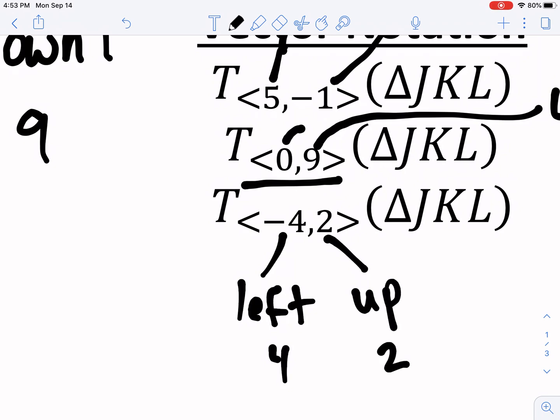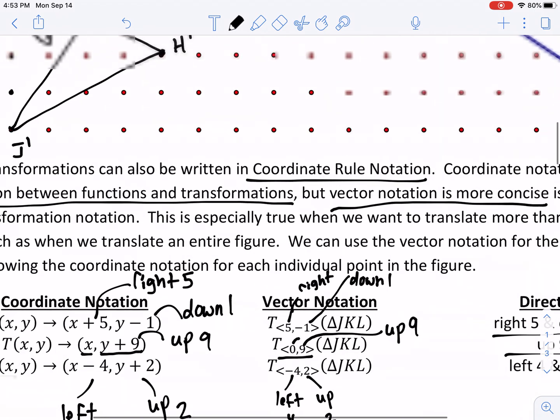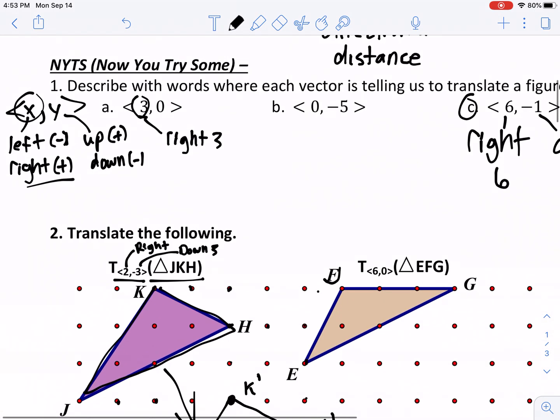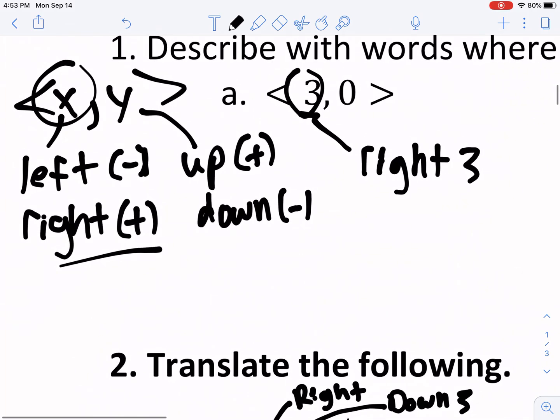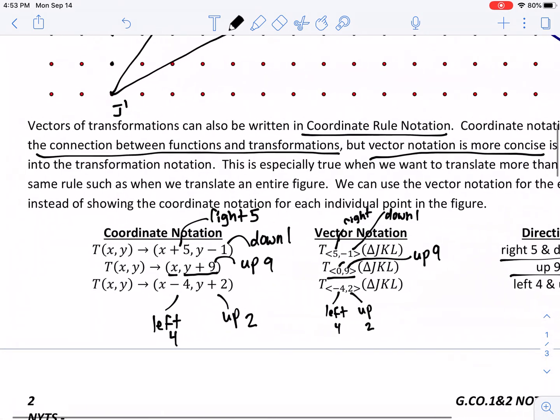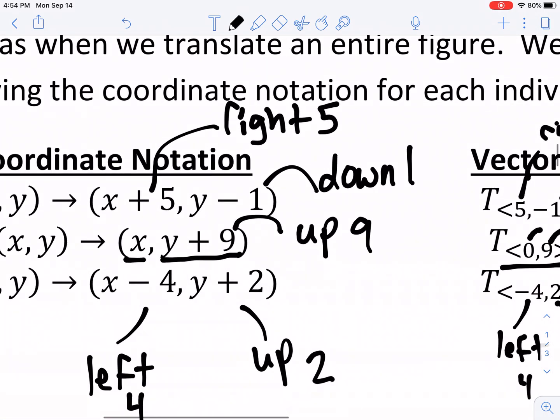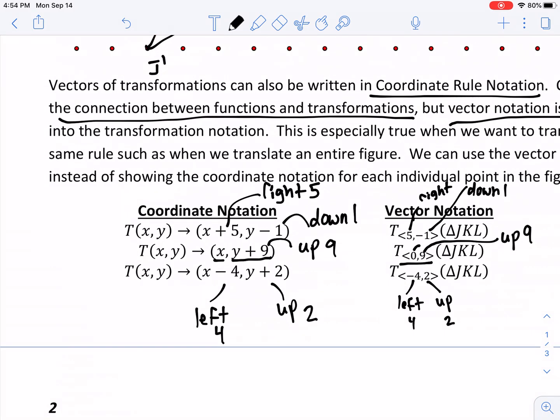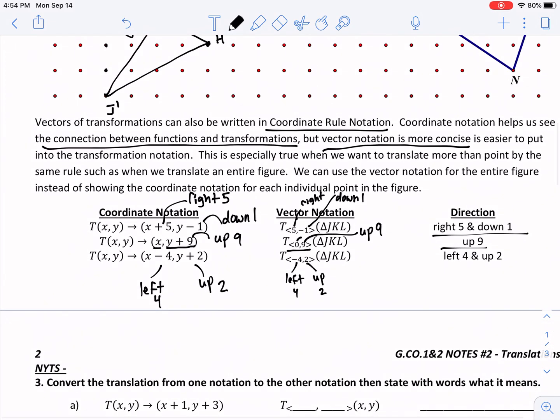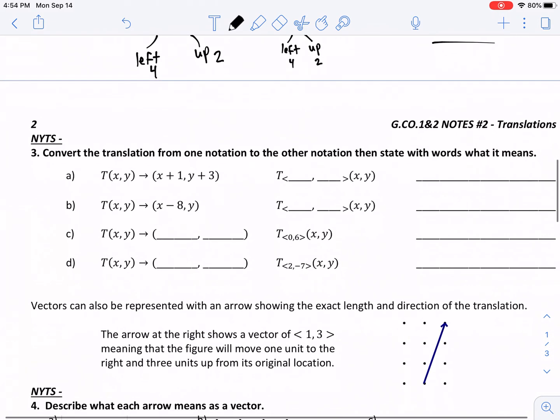Okay, so remember when we're in vector notation, let's just go back up here. In vector notation, remember the X tells us left and right. Left is negative, right is positive. The Y tells us it's either up, positive, or down, negative. Okay, and it works the same on these guys, except they just tell us what we're adding or subtracting to it. So that's the coordinate notation, the vector notation, and of course we had left 4, up 2. Then let's actually look at some examples applying that.